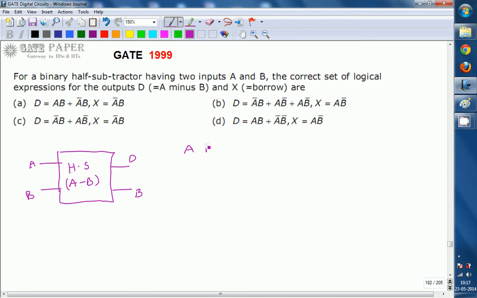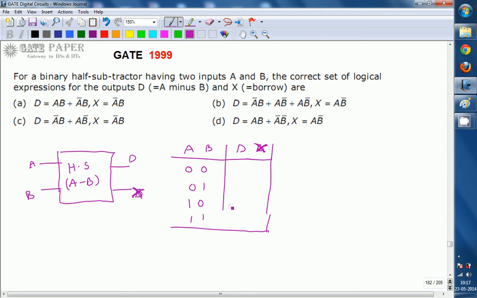So for all possible combinations of inputs, what outputs can we expect? D and borrow are going to be the outputs. In this case borrow was given as X, so D comma X is going to be the outputs. There are two inputs, so there will be four possibilities.